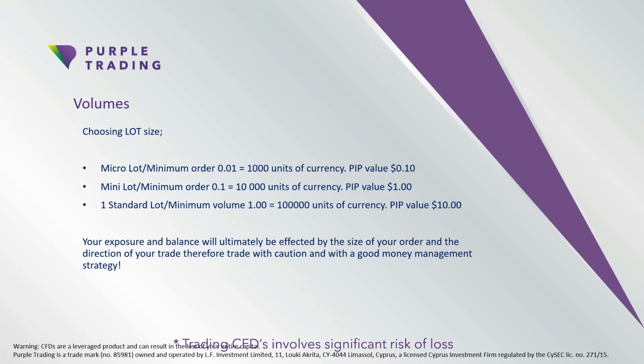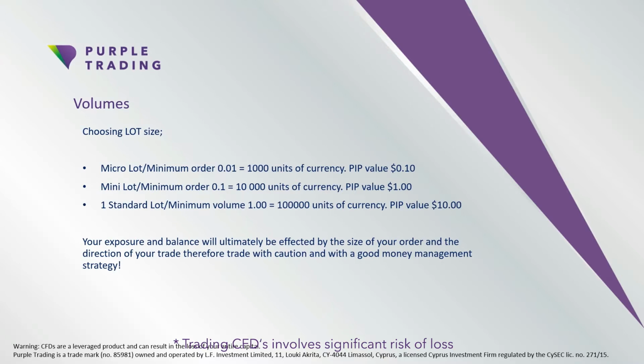So a micro lot is the smallest volume you can open, and it's considered as 0.01. This is 1,000 units of currency, and it's the equivalent of 10 cents. So every time you open a position of 0.01, you will be trading at 10 cents a pip. If the market moves 1 pip in your favor, you make 10 cents. If it moves 1 pip against you, you are losing 10 cents for every pip. Therefore, if you open a position of 0.02, you'll be trading at 20 cents a pip.